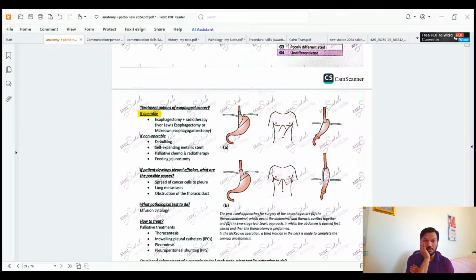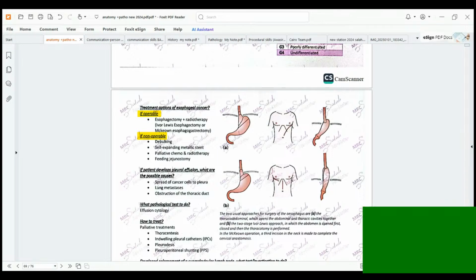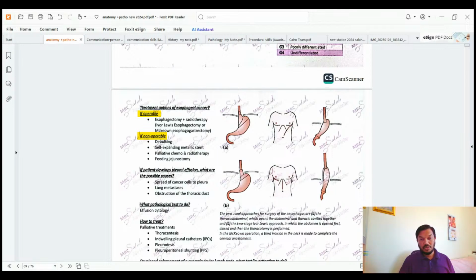If operable, esophagectomy with radiotherapy, esophagectomy either by Ivor Lewis esophagectomy or McKeown esophagectomy, radiotherapy, feeding jejunostomy. Yes, here also we keep feeding jejunostomy.